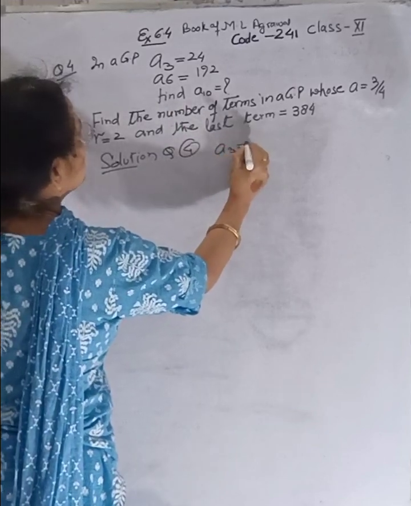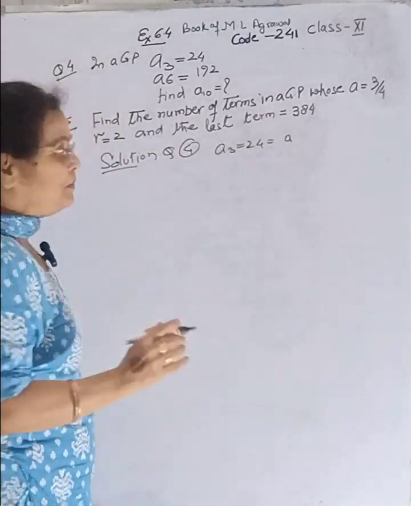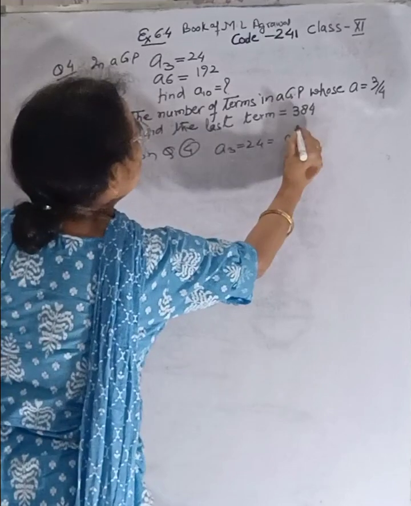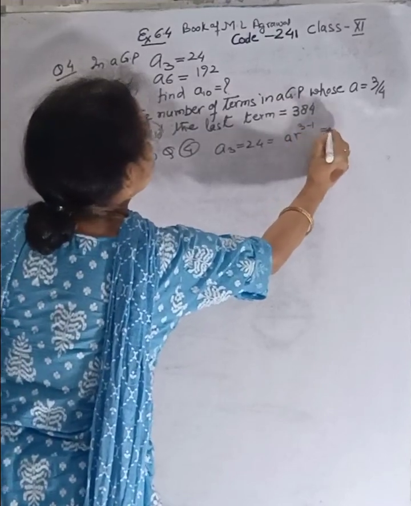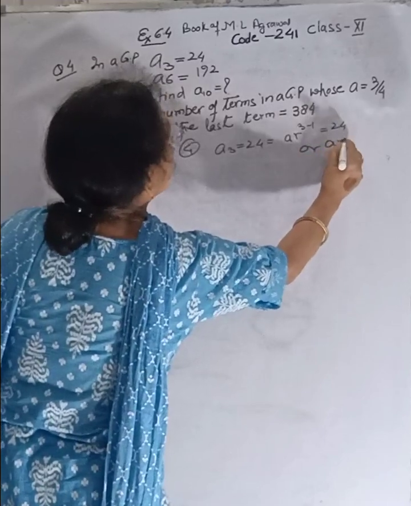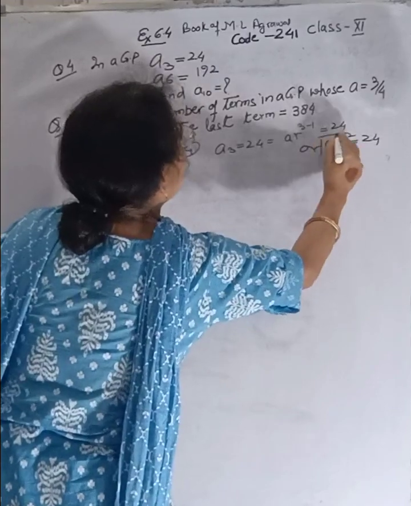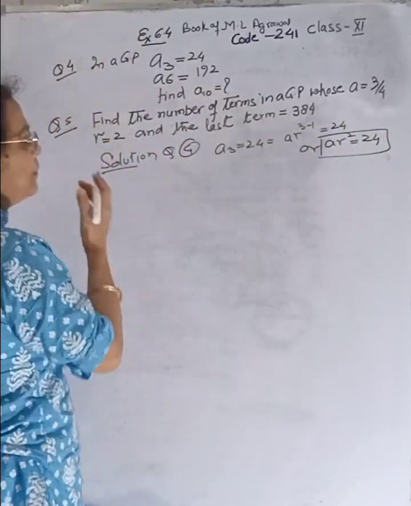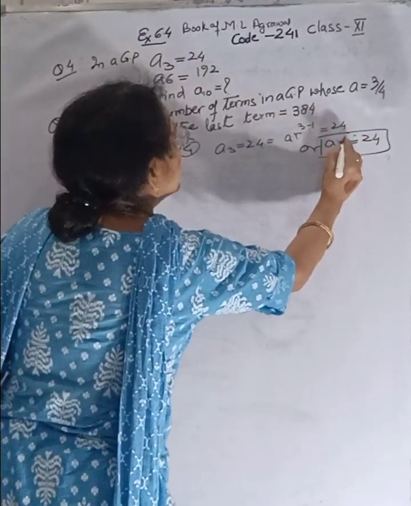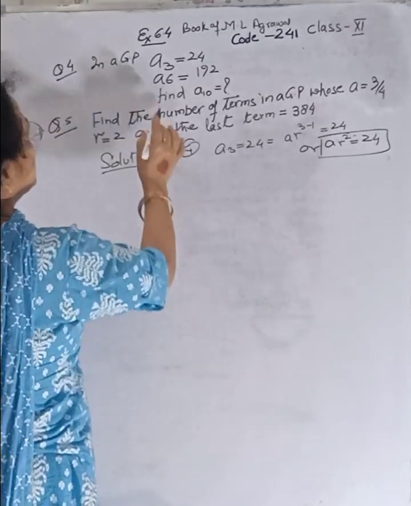A3 we are given. A3 is equal to 24. It means if A is the first term and R is the common ratio, A3 means AR to the power 3 minus 1, which is equal to 24, or we can say AR square is equal to 24. This is given to us.